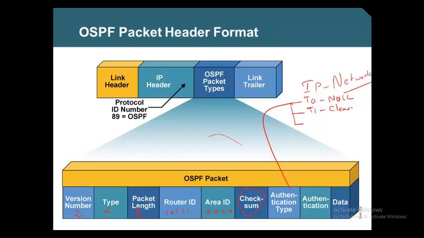Type 2 is MD5. This is what you will find here. It will say whether it is type 0, type 1, or type 2. And then the authentication string, then the data. Depending on the type of the packet, the data will vary.